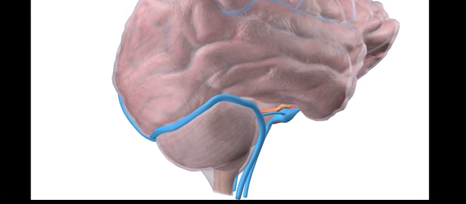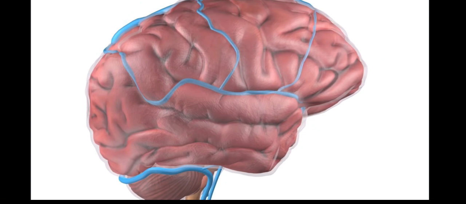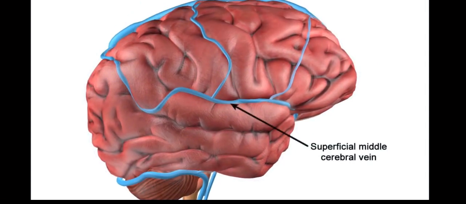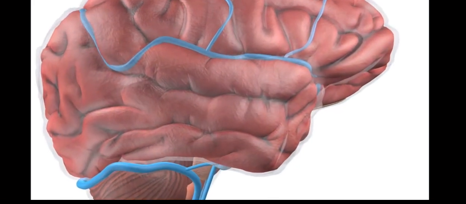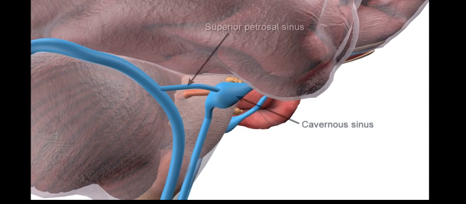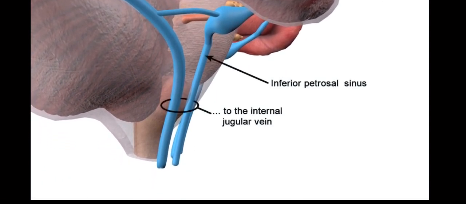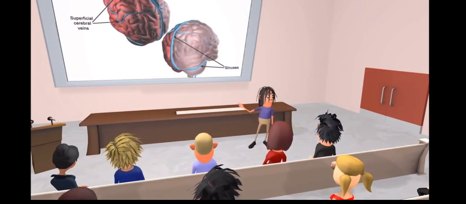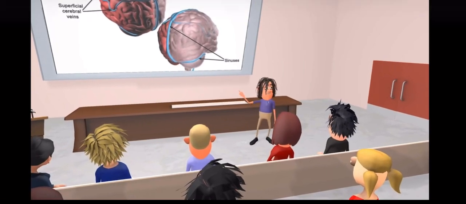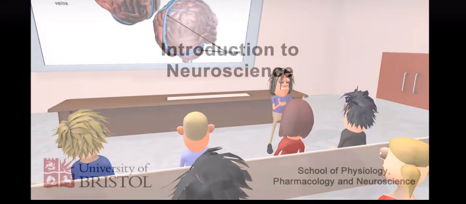The superficial cerebral vein follows the course of the lateral fissure, or sulcus, taking tributaries from across the lateral parts of the cerebrum. It passes round the temporal lobe and ultimately drains into the cavernous sinus, which is connected to the sigmoid sinus by the superior petrosal sinus. The cavernous sinus is drained by the inferior petrosal sinus, which ultimately joins the sigmoid sinus, draining into the internal jugular vein. This completes the superficial venous drainage system. But there's also the deep venous system.